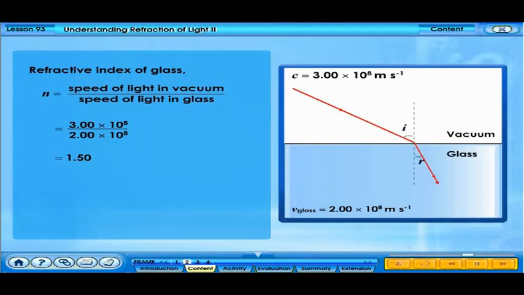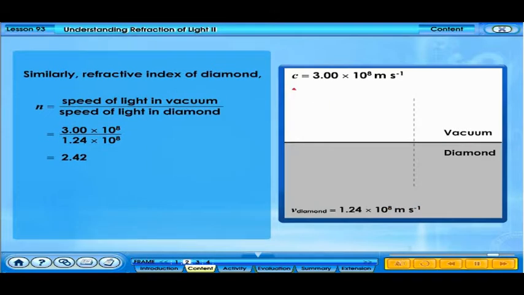Refractive index of glass equals speed of light in vacuum over speed of light in glass, equals 3.00 times 10 to the power of 8 over 2.00 times 10 to the power of 8, equals 1.50. Similarly, refractive index of diamond equals 3.00 times 10 to the power of 8 over 1.24 times 10 to the power of 8, equals 2.42.